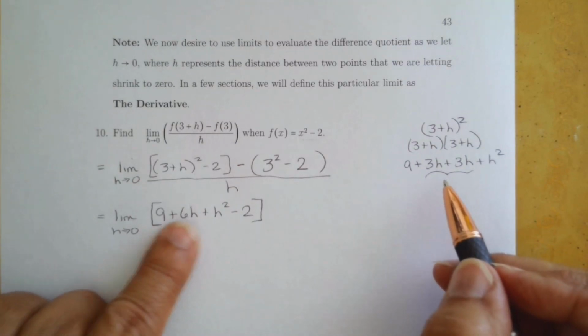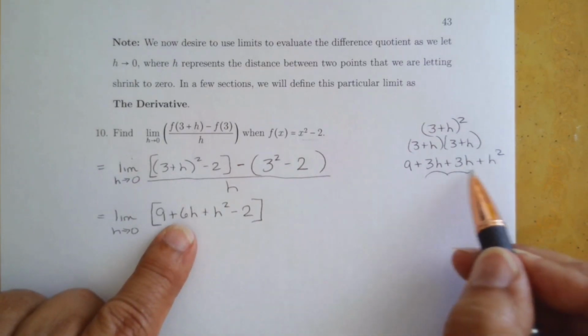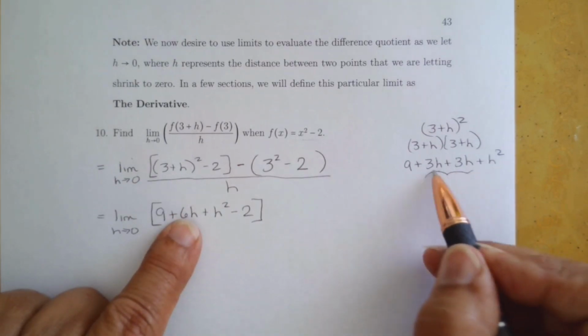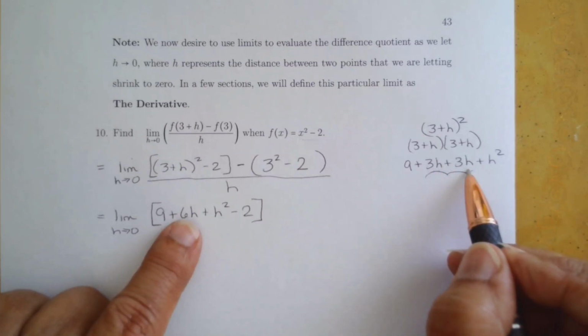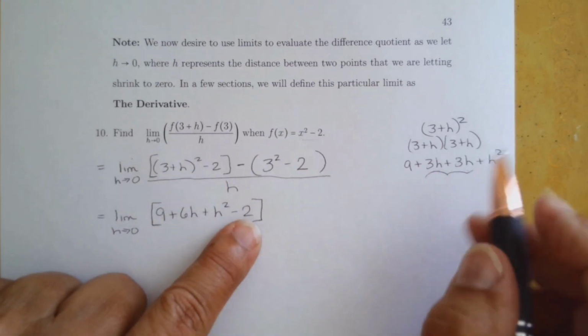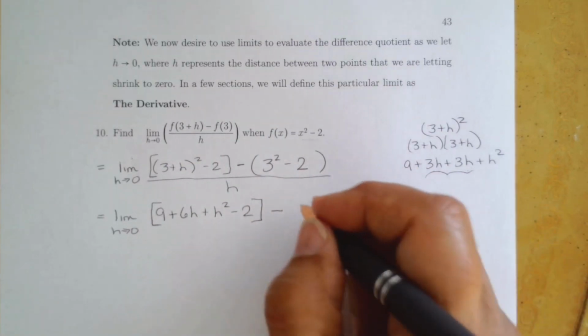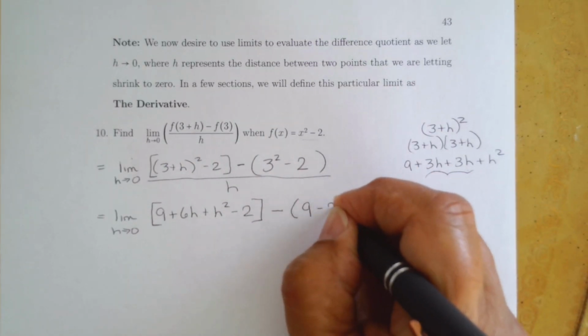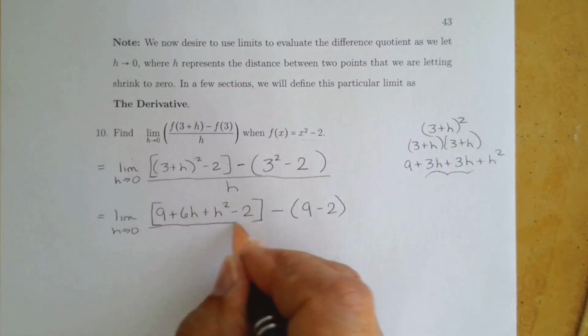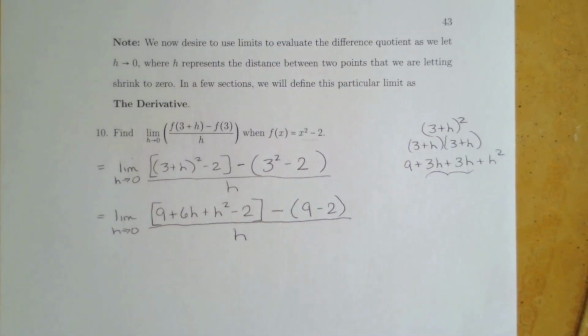Okay. So here's what we just got. 6h came from here, 3 plus 3 is 6h. Then we had the minus 2. And now minus 3 squared minus 2. So I'm just going to keep 3 squared is 9 minus 2. We'll do the simplifying on the next part. And all of it's still over h.